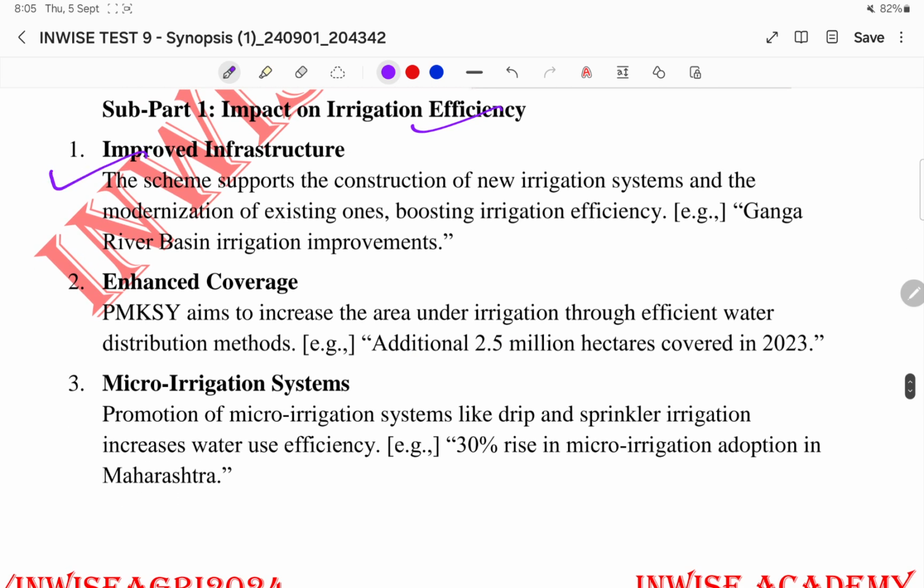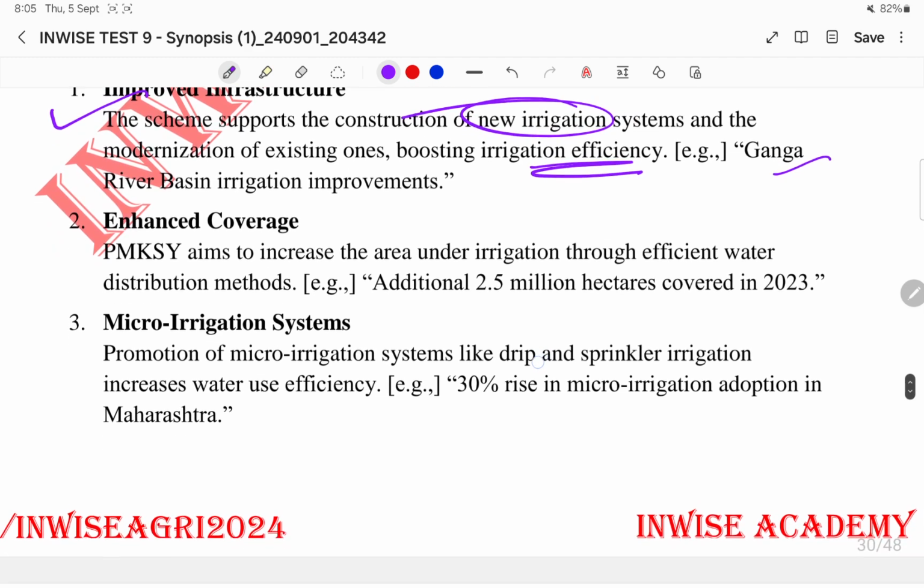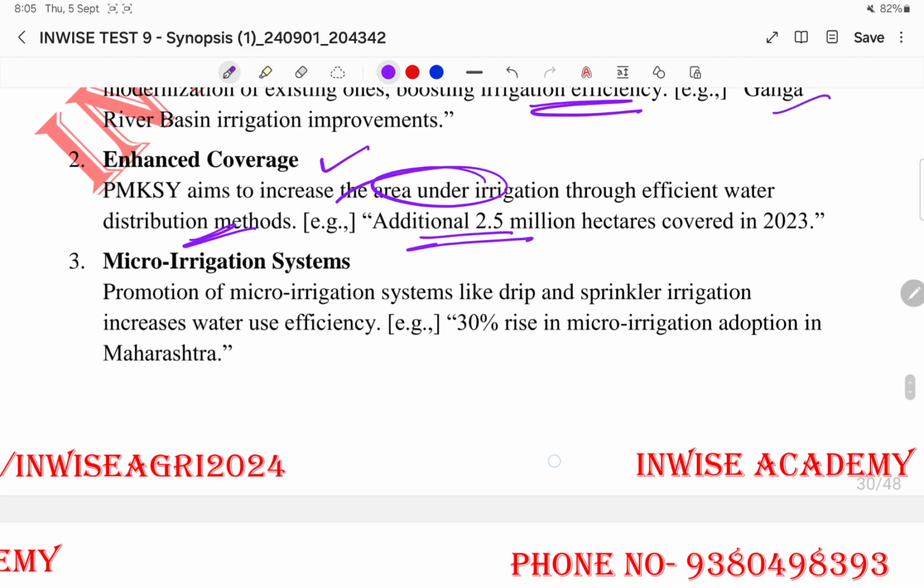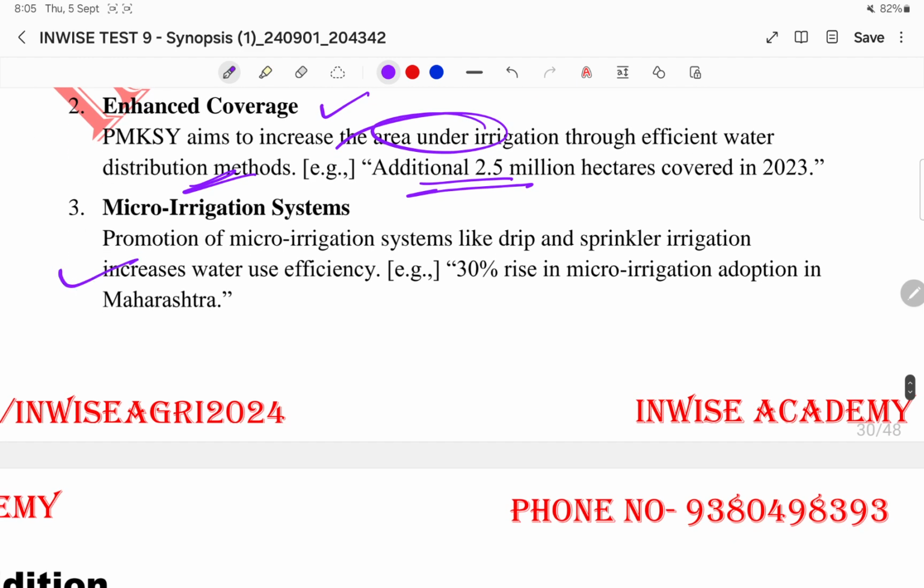So come to impact on irrigation efficiency, the first one. Improved infrastructure: the scheme supports the construction of new irrigation systems, like modernized ones and existing ones. They boost irrigation efficiency. Example: the Ganga River Basin. Then enhanced coverage: they increase the area under irrigation through efficient water distribution methods, like an additional 2.5 million hectares covered in 2023. Then micro irrigation systems: the promotion of micro irrigation like drip and sprinkler irrigation increases water use efficiency, with a 30% rise in micro irrigation.